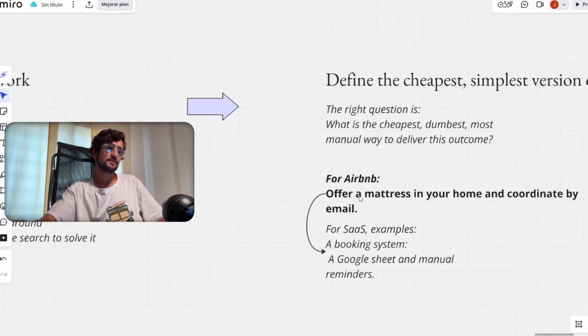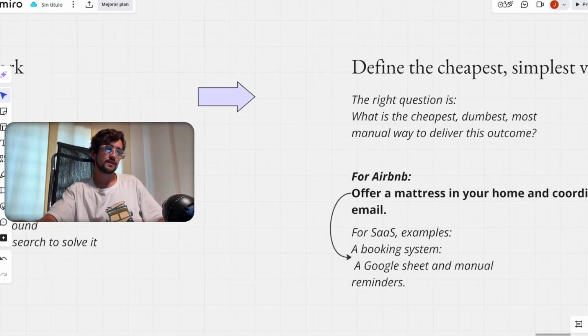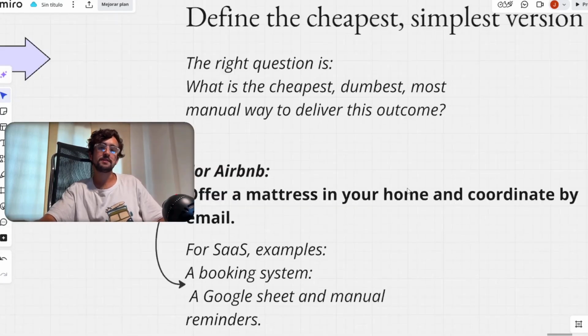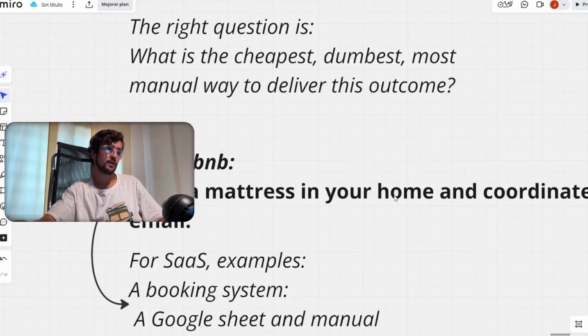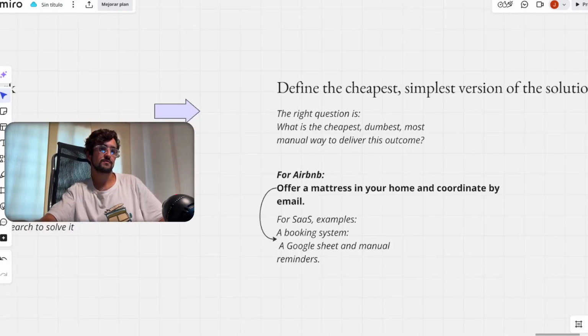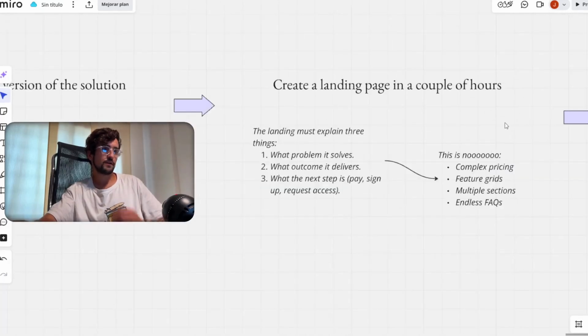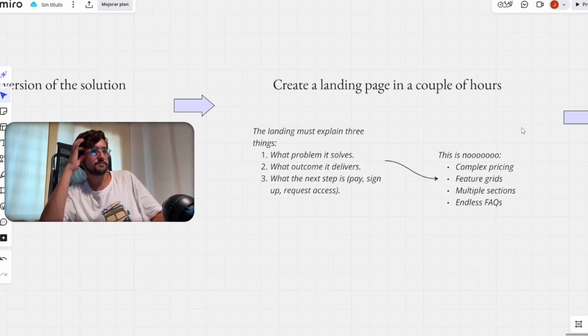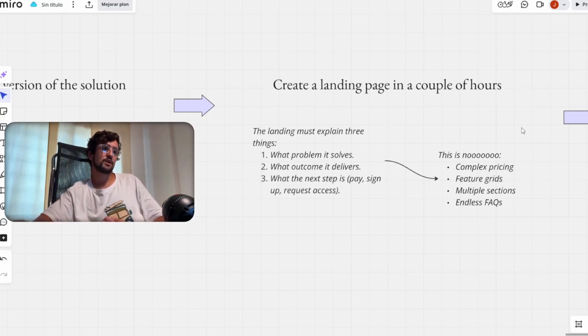But you see that what these guys did, they validated a million, maybe a billion dollar startup with a couple of metrics. So after that, you create a landing page in a couple of hours. The landing page must explain three things mainly. Very simple and straightforward. What problem it solves, what outcome it delivers, and what's the next step. Okay? What the next step is. No more than that. Very simple.